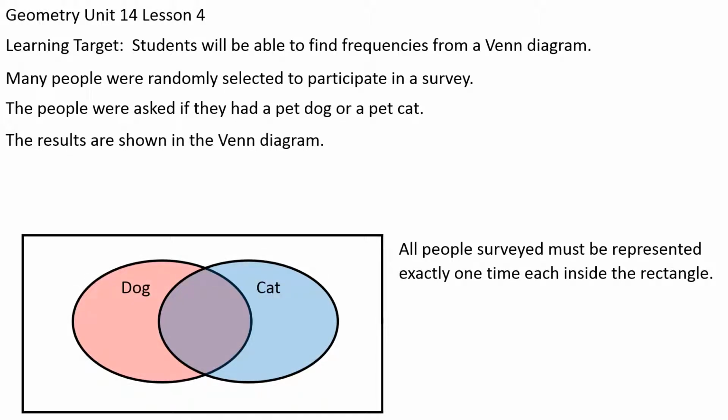So if you said yes for dog, you've got to be in the oval for dog. If you said yes for cat, you've got to be in the oval for cat. And of course, there's an overlapping area, right? Because the dog oval is red, the cat oval is blue, and where they overlap, there's purple. And so, of course, if they said yes for both cat and dog, they got to be in that overlap area.